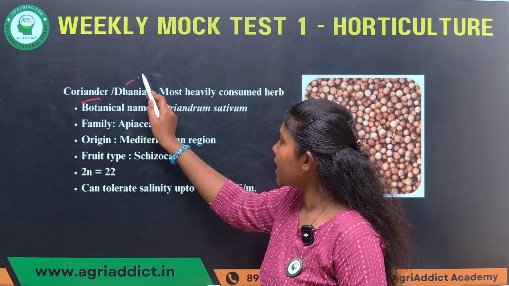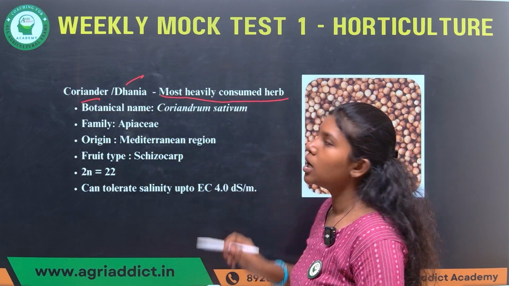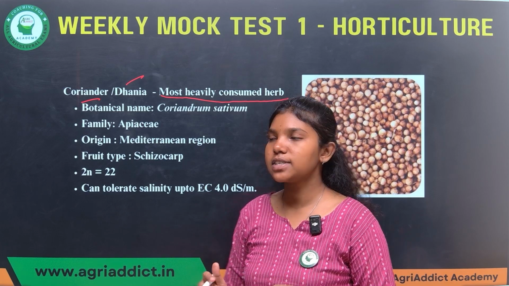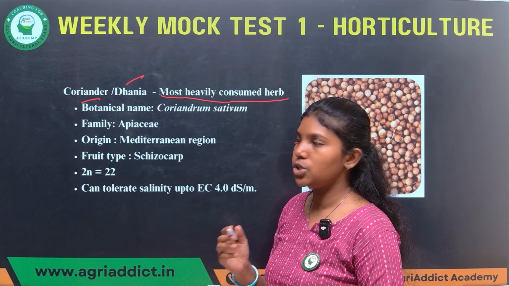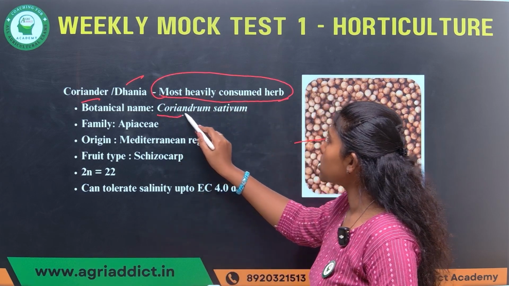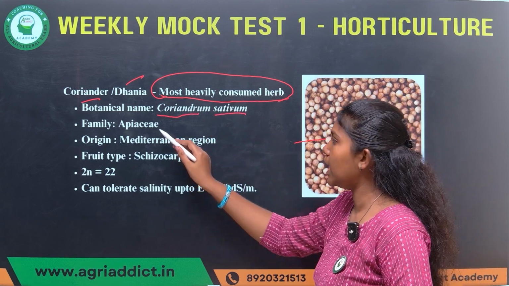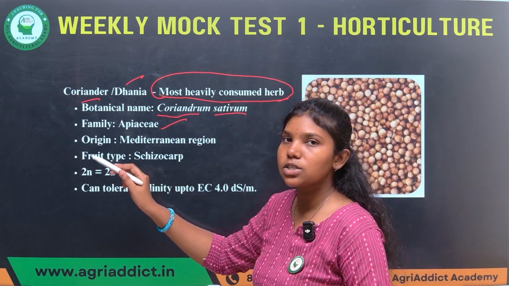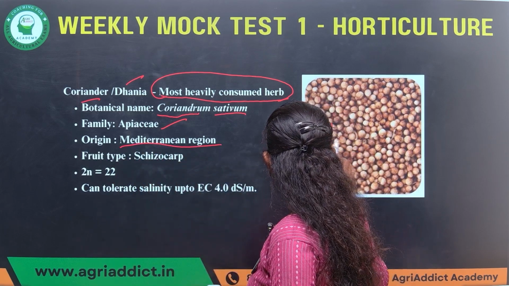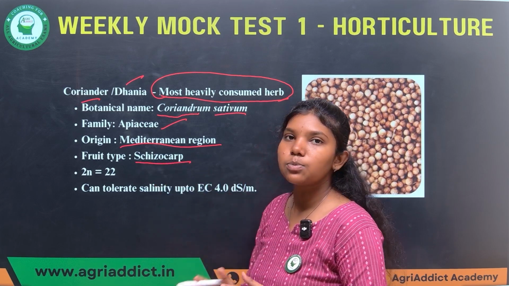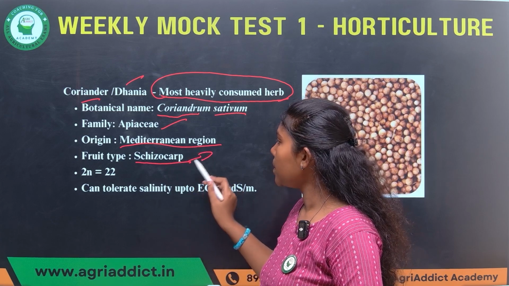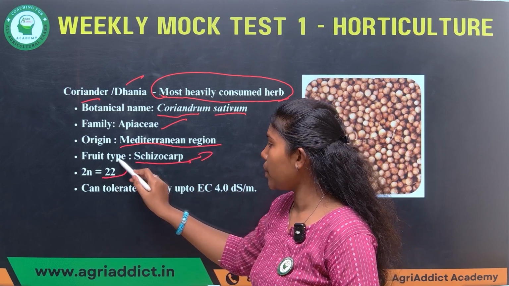Coriander is also known as dhania. It is the most heavily consumed herb. Hope you all know about it. In coriander, both the fresh leaves and dried seeds in powder form are used. Hence, it got the name most heavily consumed herb. It is botanically known as Coriandrum sativum and it belongs to the family Apiaceae, and it has its origin from the Mediterranean region. The fruit type of coriander is schizocarp, that is, it splits open into two upon dehiscence. That is the meaning of the term schizocarp, and it has a diploid chromosome number of 22.